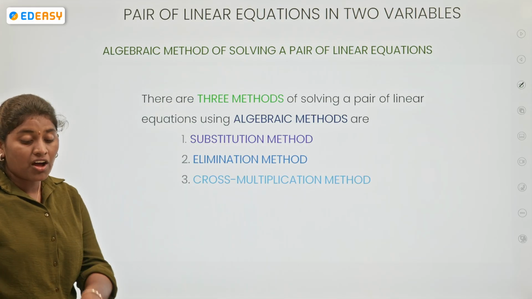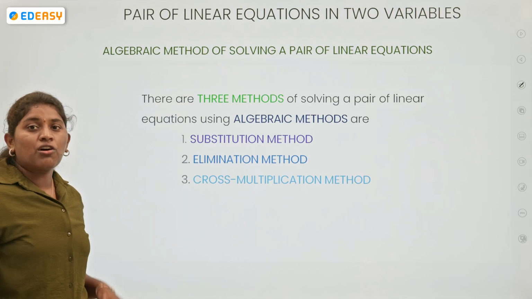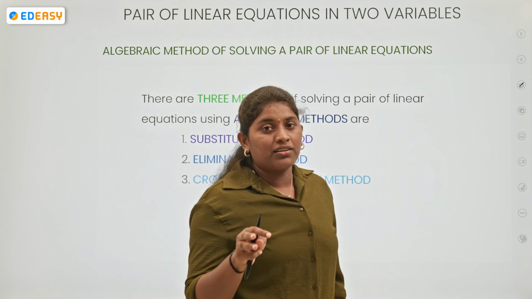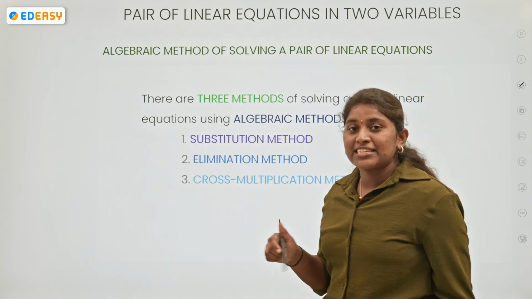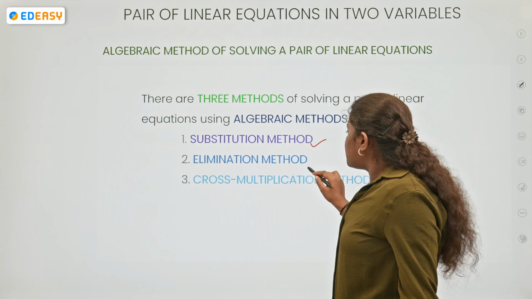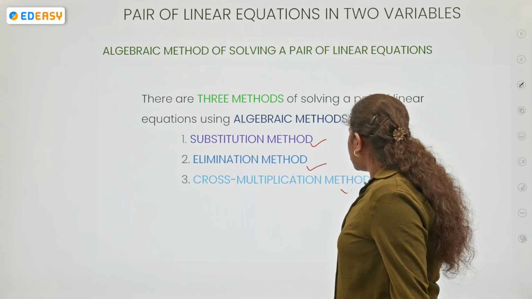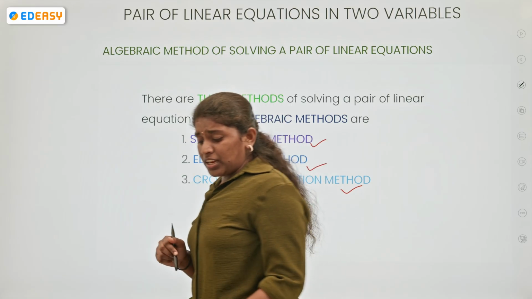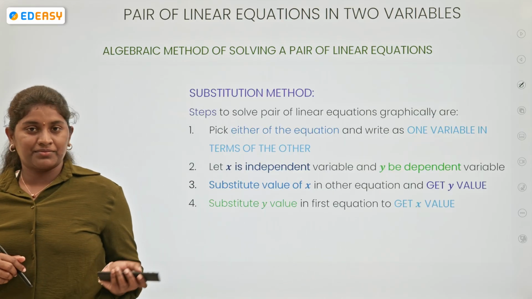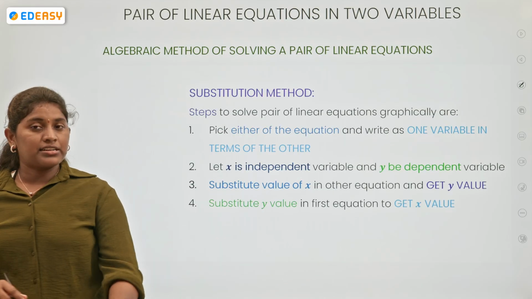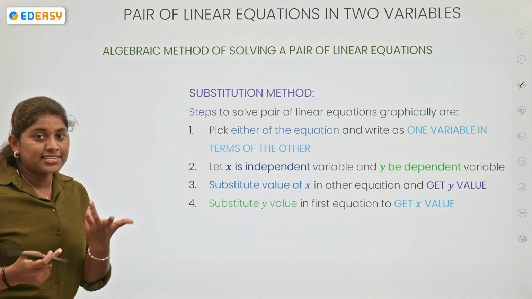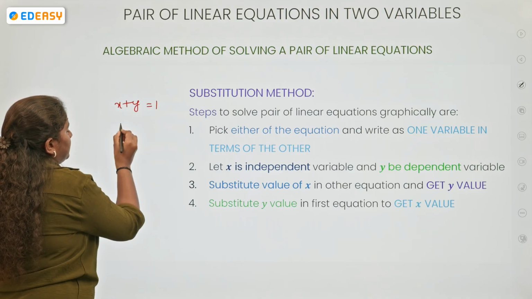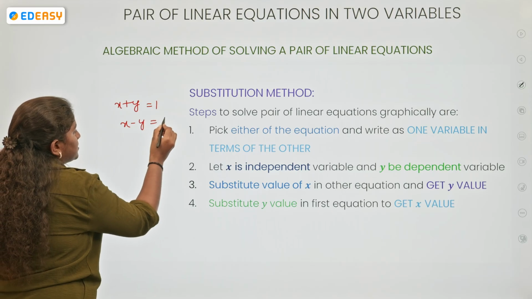Moving to the next is the algebraic method of solving the pair of linear equations. What are the three methods to solve the pair of linear equations? That is nothing but first is the substitution method, second is elimination, and third is the cross multiplication method. Now let's see them one by one. Coming to here, first the substitution method. Let's take the same example where x plus y equals 1 and x minus y equals 7.